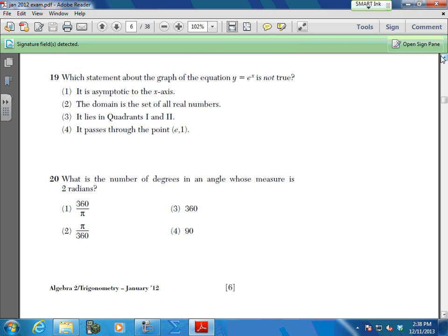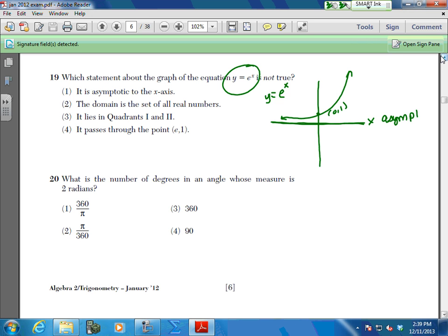Number 19 gives us the graph of your natural log. Put it in your calculator. Y equals e raised to the x. It is the log of somewhere between y equals 2 to the x and somewhere between y equals 3 to the x. So it follows your logarithmic laws. This passes through the 0, 1. This x-axis is an asymptote because it will never touch this. This is an increasing function, and it is in quadrants 1 and 2. So it's asymptotic to the x-axis.